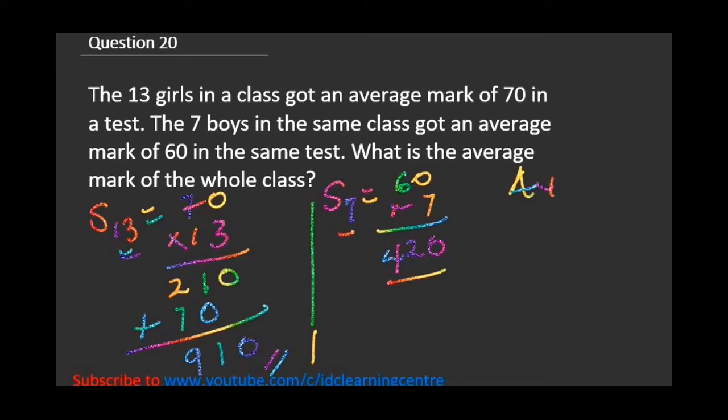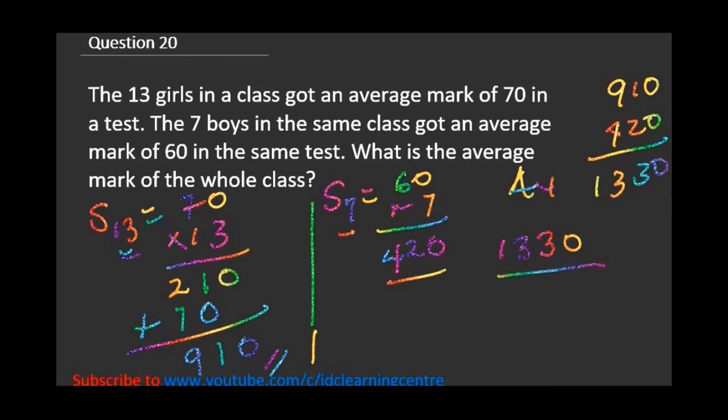The average will be the total score, which is 910 plus 420. This will give me 0, 3, 9 plus 4 is 13, so 1330. Now divide this. Average, you divide total by how many there are. There are 20 altogether. That's 13 girls, 7 boys.